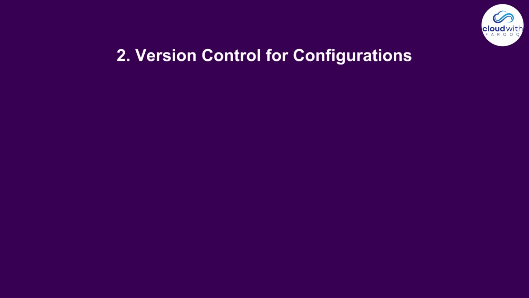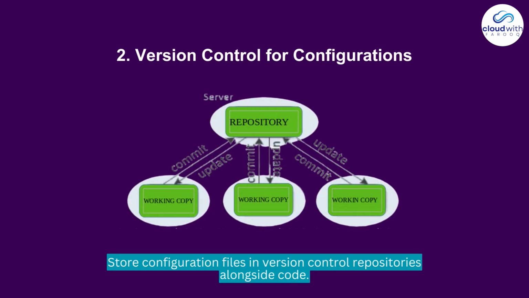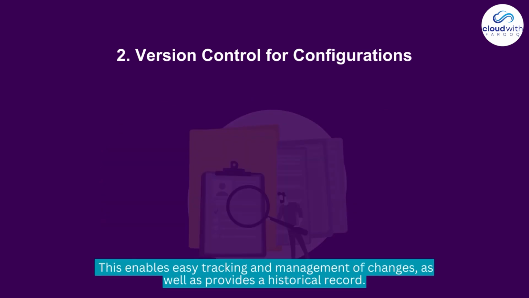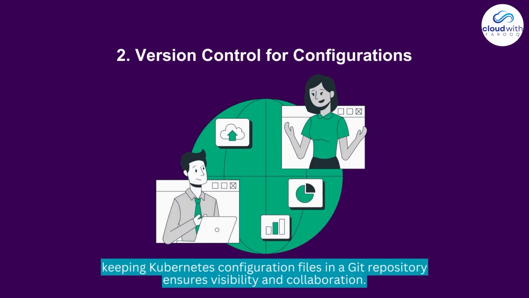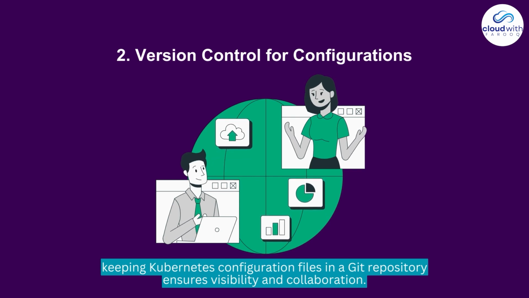Number 2, version control for configurations. Store configuration files in version control repositories alongside code. This enables easy tracking and management of changes as well as provides a historical record. For example, keeping configuration files in a Git repository ensures visibility and collaboration.